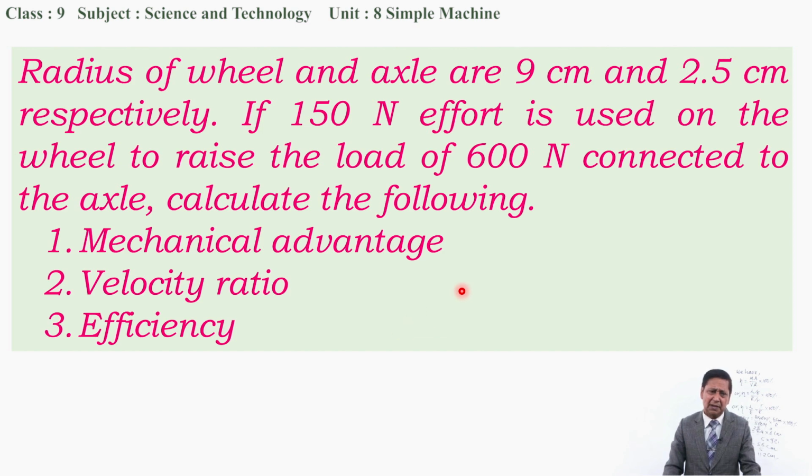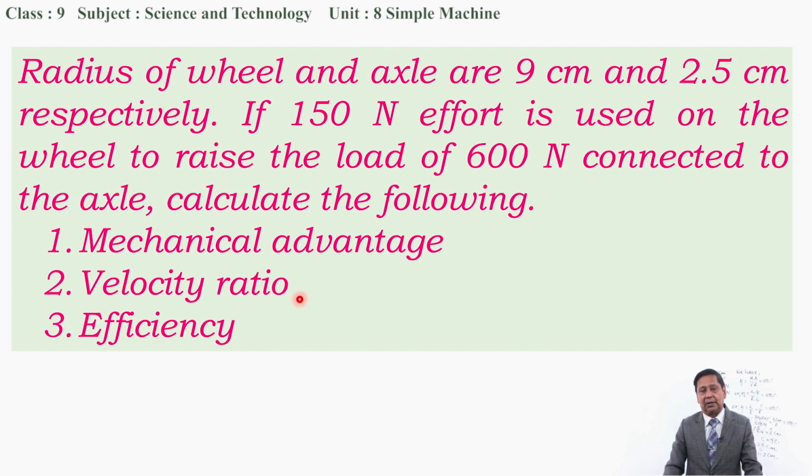It's very simple. For mechanical advantage, we have to use load by effort. MA equal to load by effort. Here it is 600 Newton divided by 150 Newton. You can get directly. I can see the result is 4, which will be the mechanical advantage.